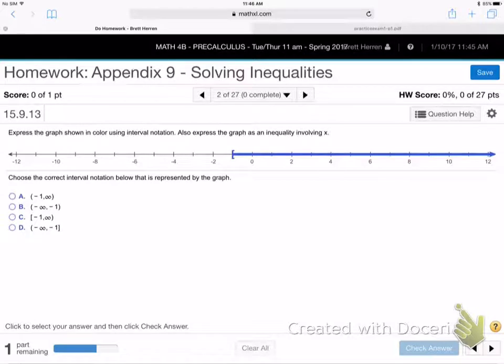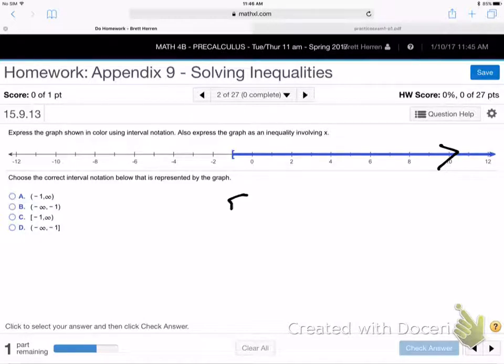Okay, so here's question number 2. The difference on this one, you can't really see, it goes off screen a little bit. There's an arrow over here, still barely off screen. There's an arrow, which means that shading goes forever to the right, rather than being stopped with a bracket. So what does that mean?